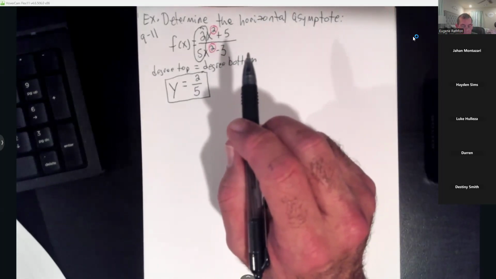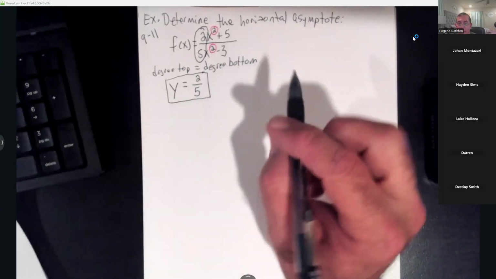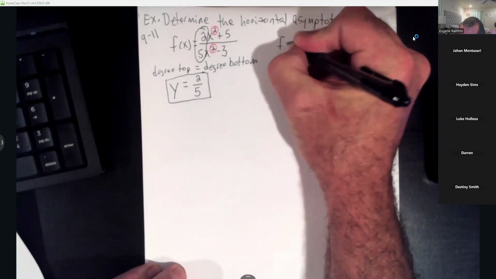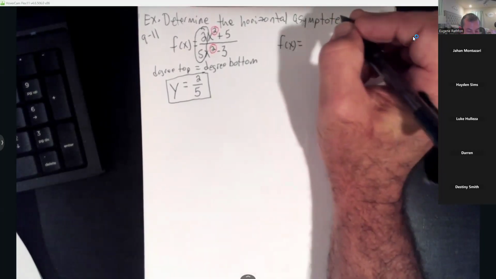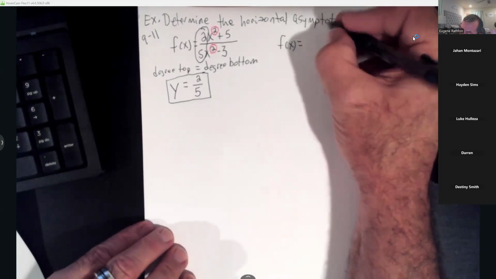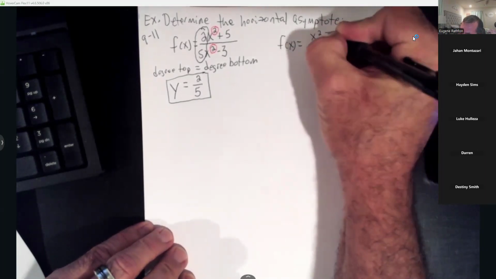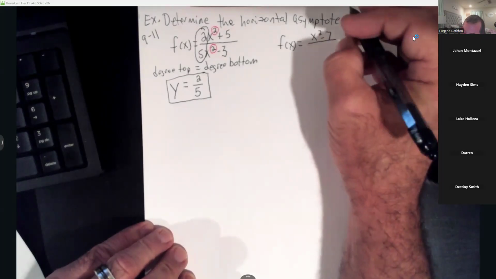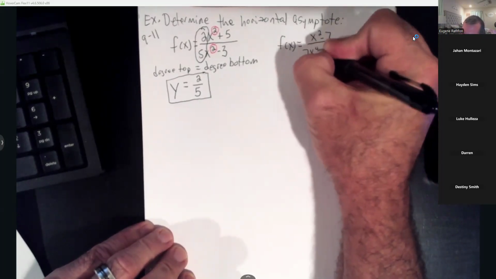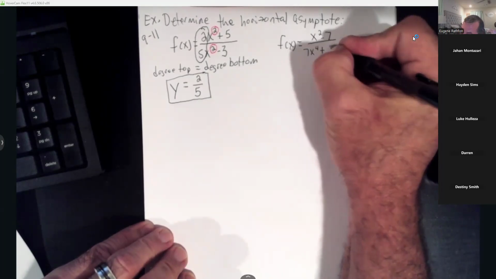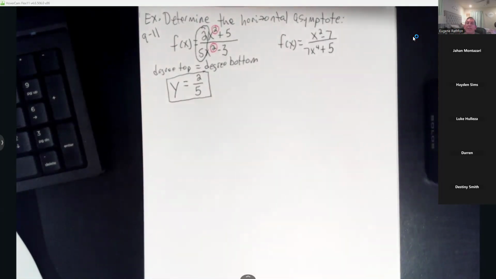All right, y'all, let's see this next one. I think they're going to give us one of each case. So this one, f of x equals x squared minus 7 over 7x to the fourth plus 5. So y'all, I'm going to give y'all a chance on this one. Figure out where your degree is higher, and then look at them 3 cases I gave you to figure out what this horizontal asymptote would be.